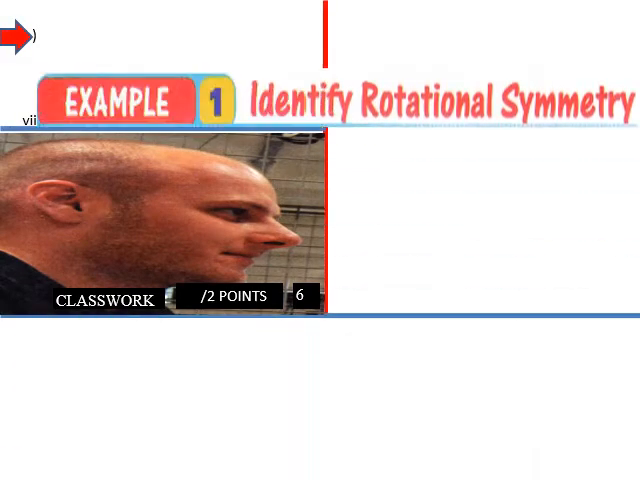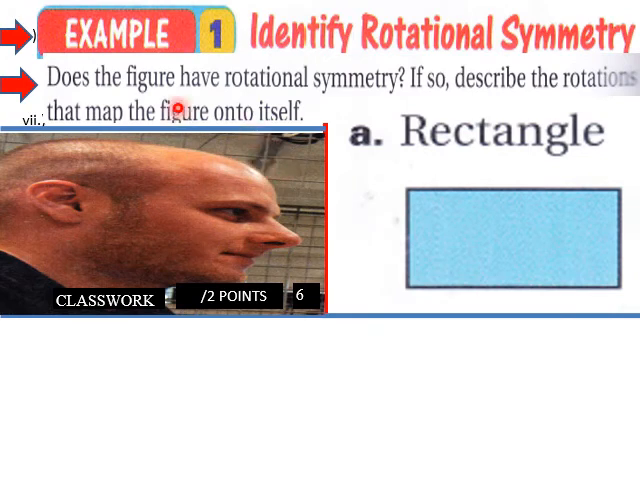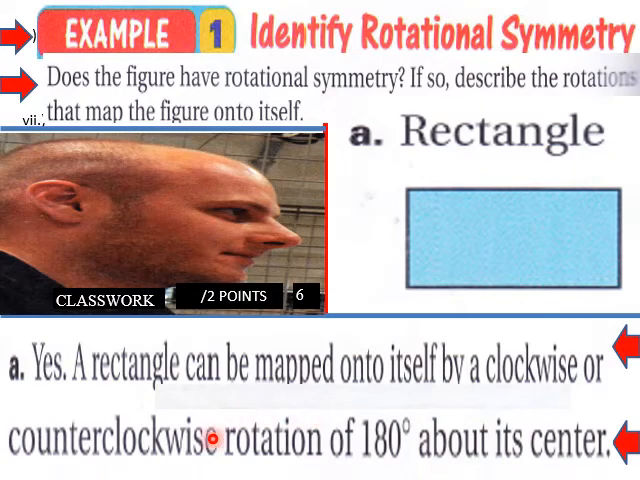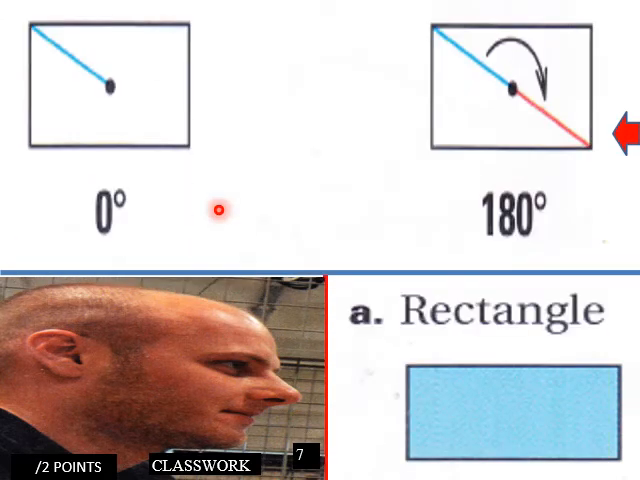Example 1, identify rotational symmetry. Does the figure have rotational symmetry? If so, describe rotations that map the figure onto itself. So we got a rectangle. Yes, a rectangle can be mapped onto itself by clockwise or counterclockwise rotation, 180 degrees about its center. So you could start here and then turn it 180. So this corner would end up over here. That'd be 180.